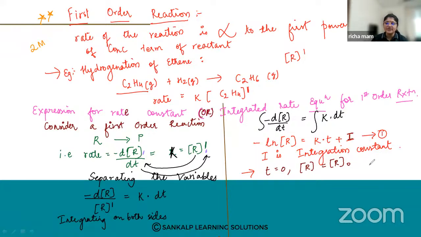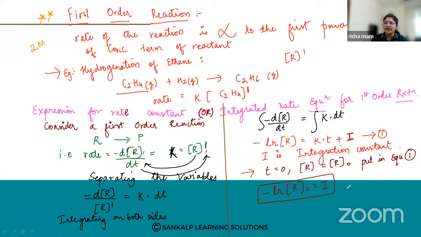Now put these values in equation 1. After putting this in equation 1, what will you get? Minus ln of r naught is equal to k into 0, which is 0. So it is I. So I is equal to minus ln of r naught. Okay, so this is the value of I.